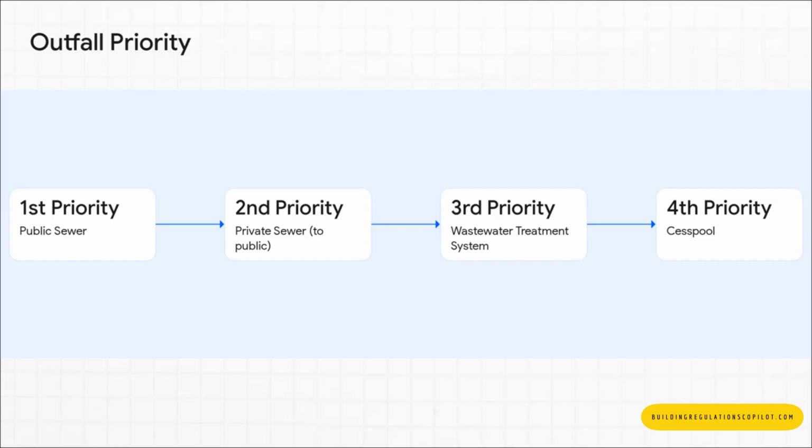Okay, pay close attention here, because this is a really big deal in section H1. This isn't just a list of suggestions, it's a strict, mandatory hierarchy. The rules say you must connect to a public sewer if it's at all possible. Why? Well, because it's simply the safest and most environmentally friendly option. Only if you can prove that's not feasible can you even start to consider moving down the list.